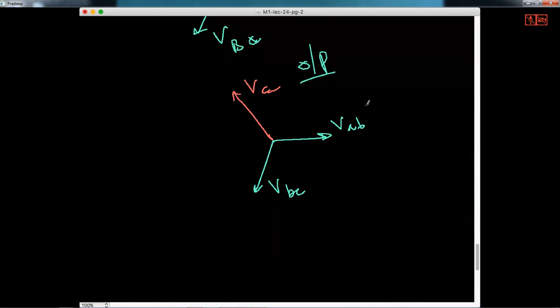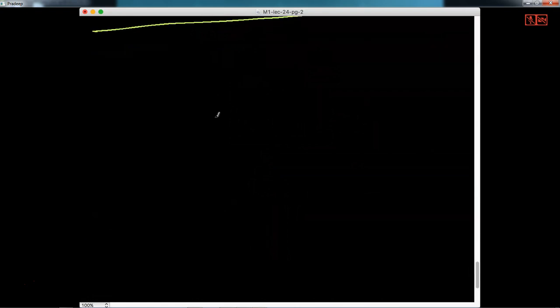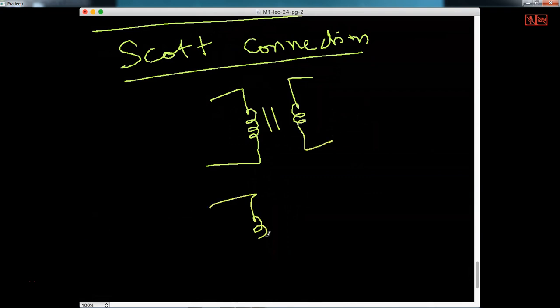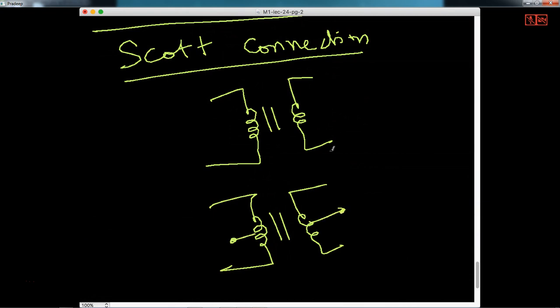Now one final topic I want to cover, because we are running close to the closing time. So the topic that I want to now write about is Scott connection. So in Scott connection, what you do is you take two transformers like this, and we take a center tap here and here, and then connect these wires like this.